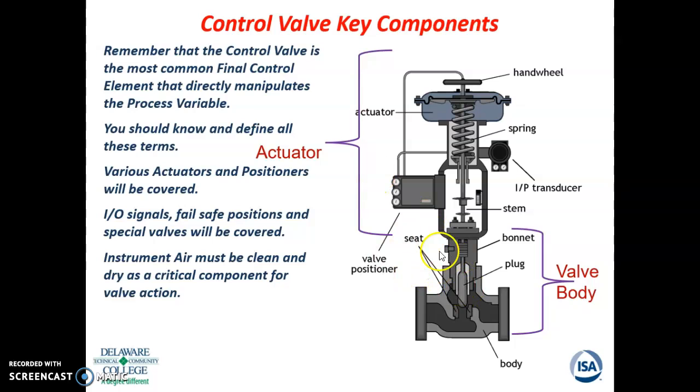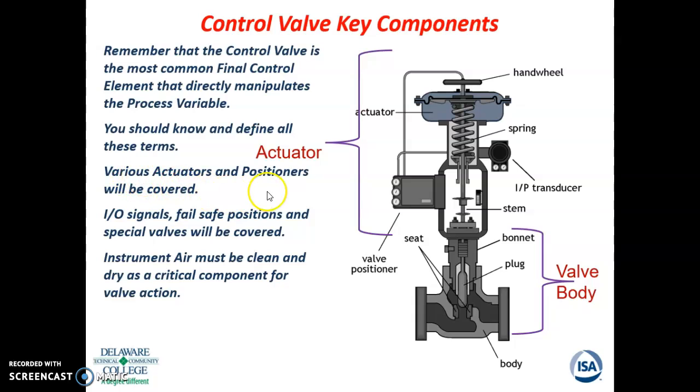There's two parts to the actual valve. You have the actuator part, which sits above the bonnet and contains all of this information here, and then you have a valve body, which is below, which includes just the bonnet, seat, plug, and body, and so on. This is the part that actually sits in the process stream.